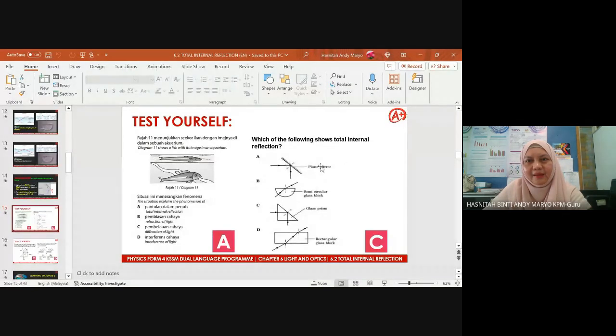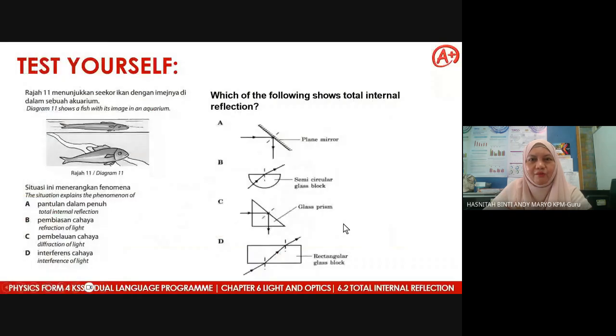A is a plane mirror. The light travels from A to the mirror. So A is a reflection. For A, the phenomenon is reflection. For B, the phenomenon is refraction. Refraction from the glass block and then refracts to the air. So what about C?